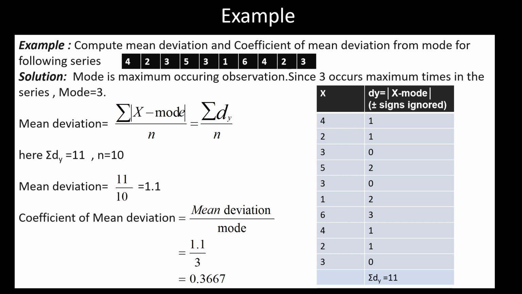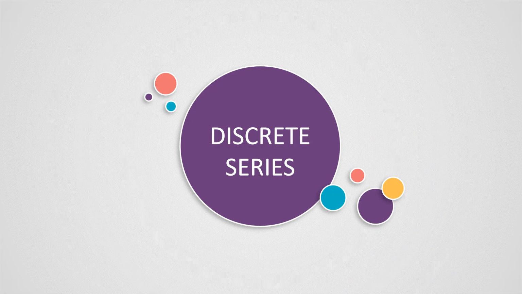And the coefficient of mean deviation is mean deviation divided by mode. Here the mean deviation from mode is 1.1, and the mode value we got is 3. So 1.1 divided by 3 gives you 0.3667. This is how to calculate the mean deviation as well as the coefficient of mean deviation in the case of individual series. Now let us see how to calculate it in the case of discrete series.